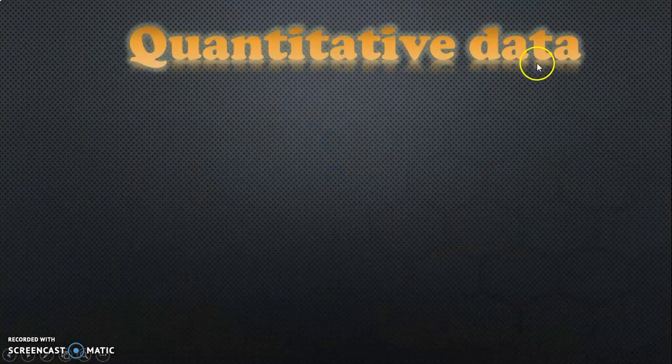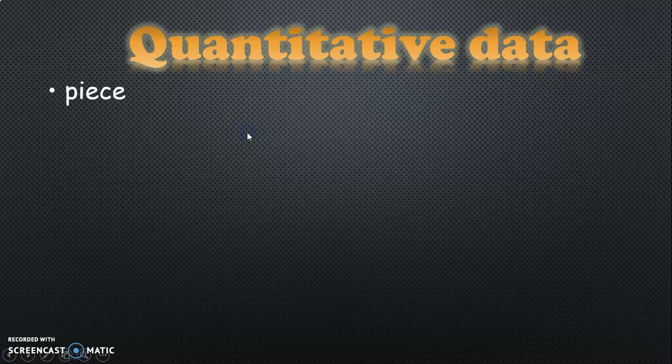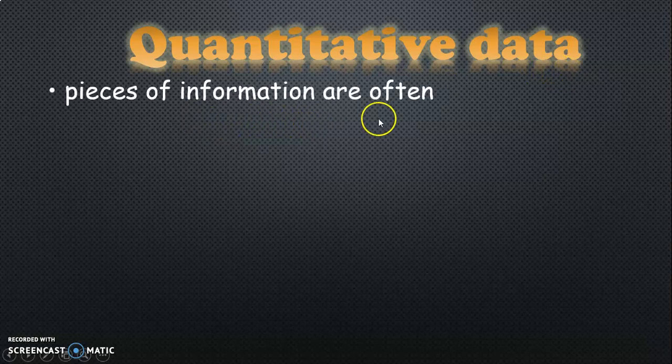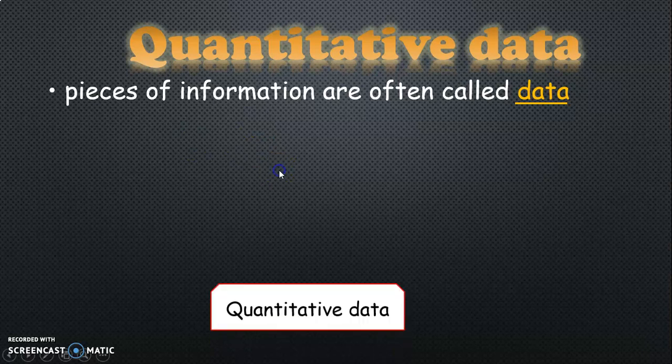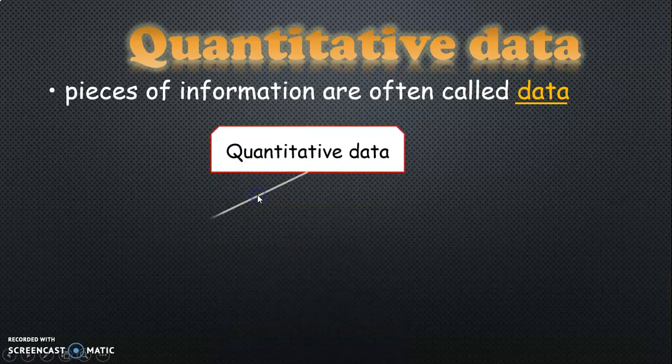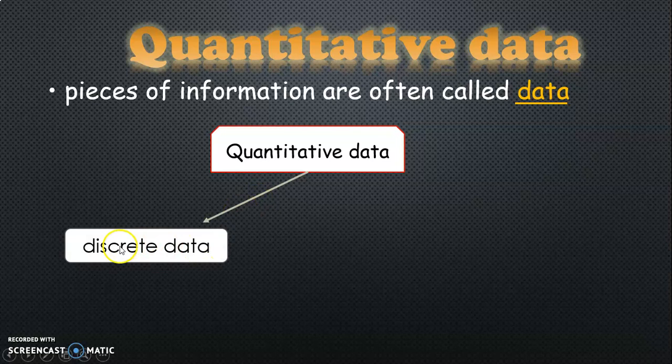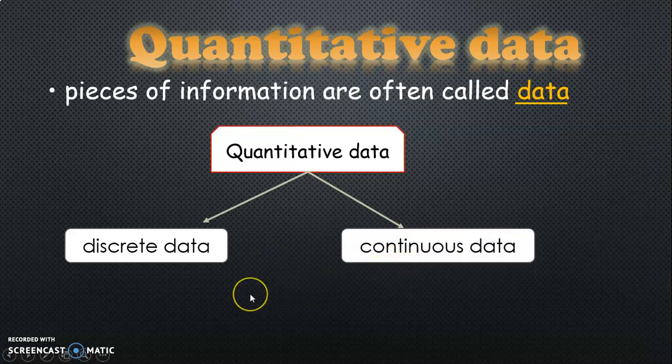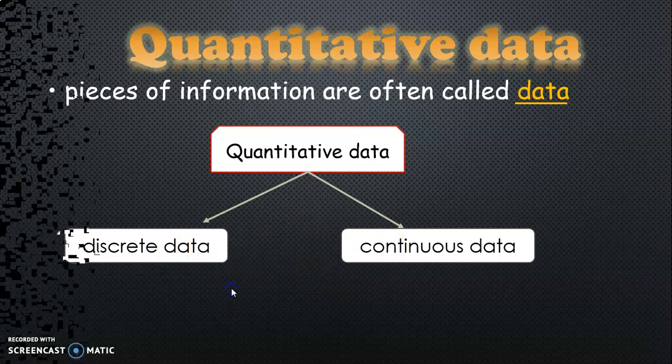First, quantitative data. What do you think is the meaning of data? Pieces of information are often called data. There are two categories of quantitative data. The first one is what we call discrete data, and the second one is what we call continuous data. To understand more, I will give an example of each category.